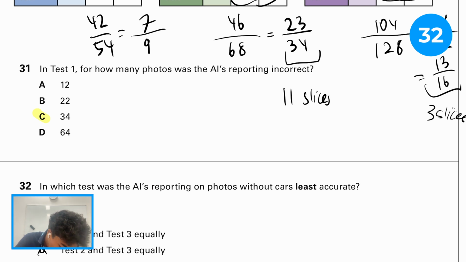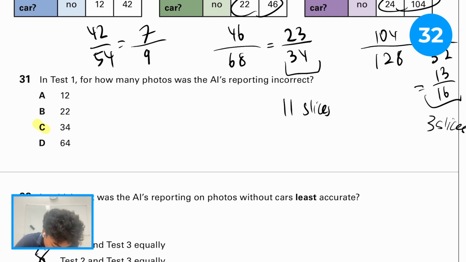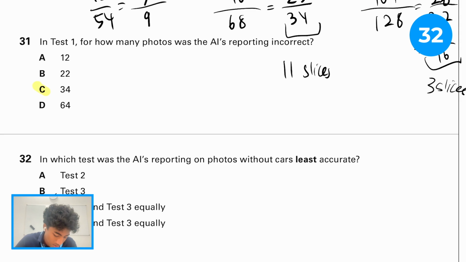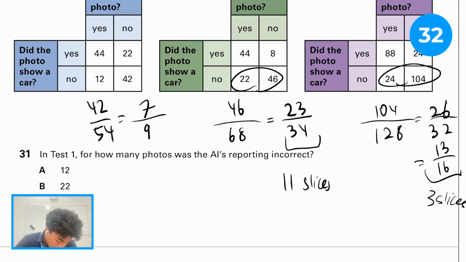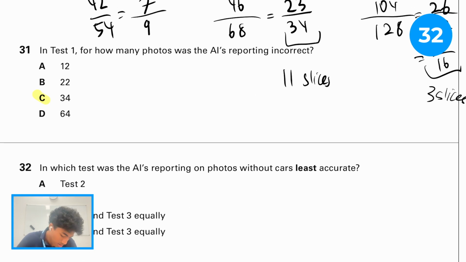That means 23 over 34 is a smaller fraction than 13 over 16, right? 13 over 16 is really close to being one whole pizza. 23 over 34 is not even close to being one whole pizza. That means test 2 must be less accurate than test 3. So our option is A.